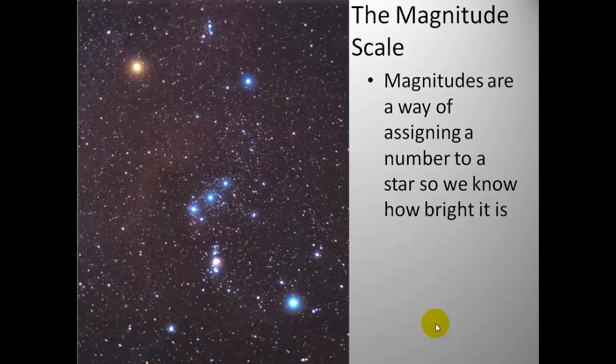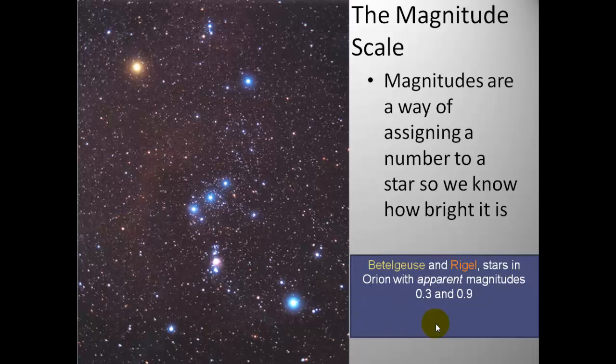So we basically give a number to it to describe how bright it is. For example, Betelgeuse and Rigel have apparent magnitudes of 0.3 and 0.9. So Betelgeuse has a magnitude of 0.3, this one has 0.9. They're both very bright stars. This is why we have such low values for them. Which one appears to be the brightest out of Betelgeuse and Rigel? Well, 0.3 is a smaller value than 0.9, so Betelgeuse is going to be the brighter star. It has a brighter apparent magnitude from our point of view.